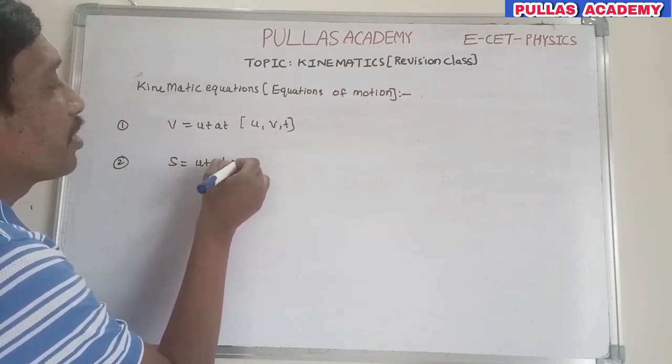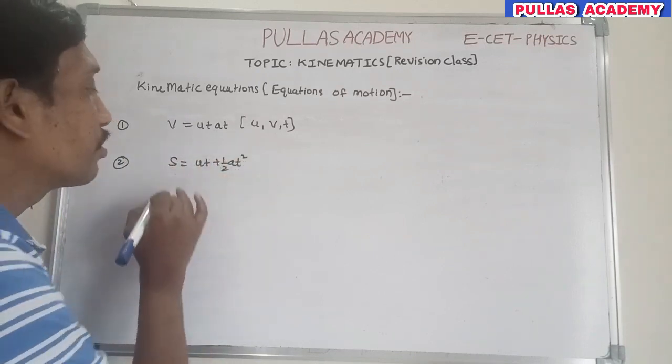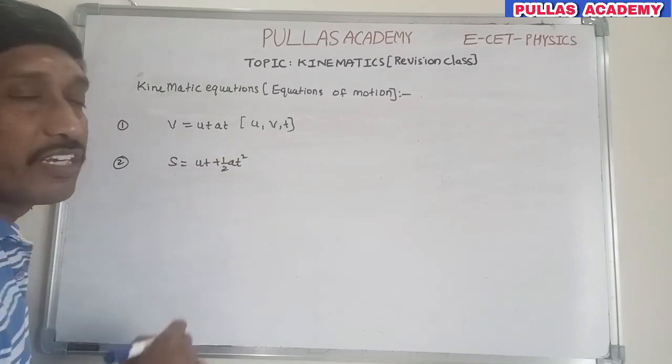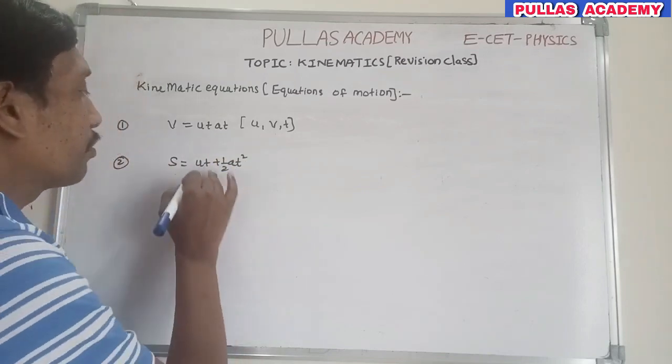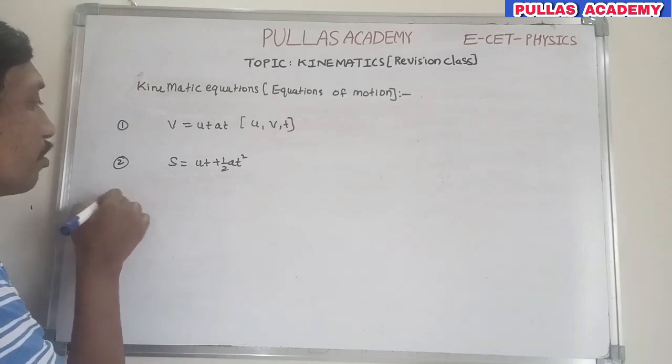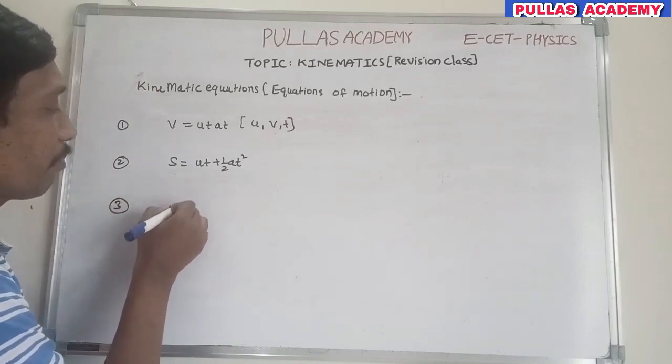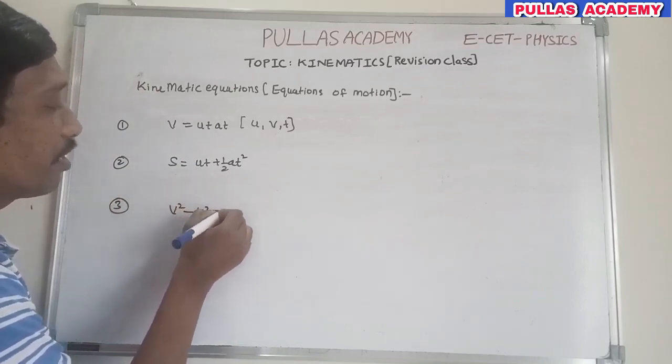Next, the second kinematic equation, s = ut + 1/2 at². If asking displacement in a given total time, use this equation. If asking displacement in a given total time, use this formula. Next, the third equation, v² − u² = 2as.